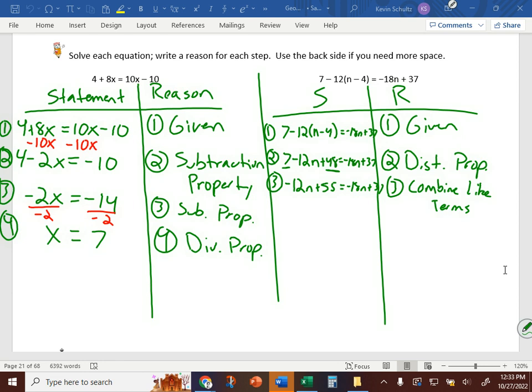Alex. Okay. Next step, step 4. What do you want to do now? Ellen. Subtract 37. Okay, so we subtract 37 from both sides. We get negative 12n plus 18 equals negative 18n. Alex, warning for you, it's your second. Okay, and what we did was we did the subtraction property, and we subtracted 37 from both sides.